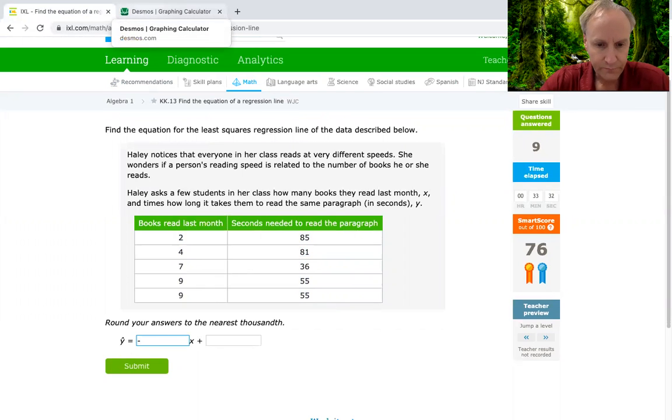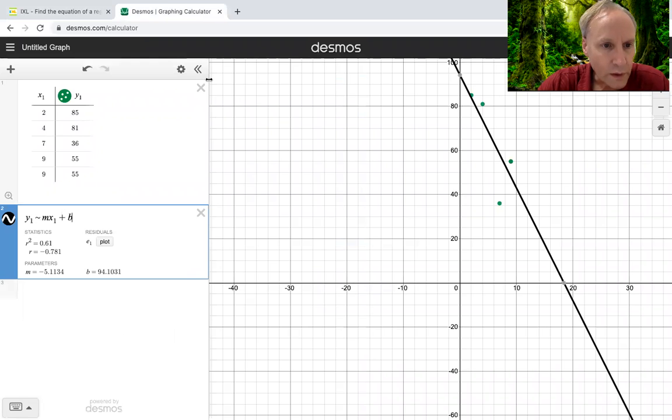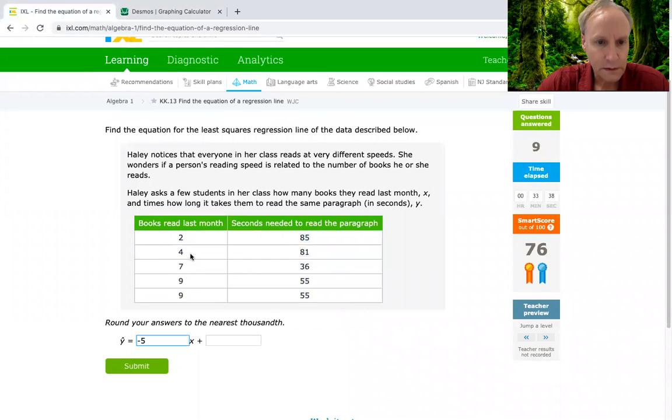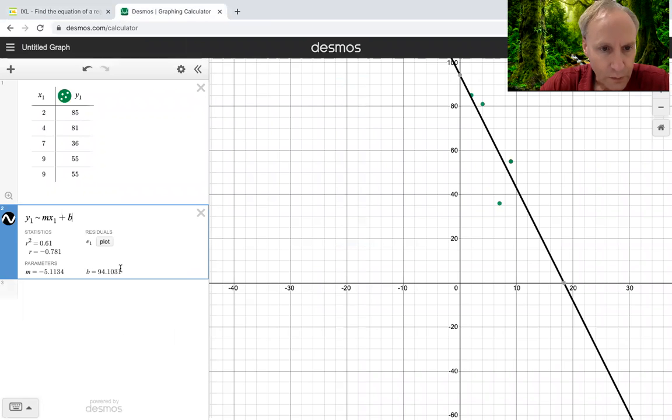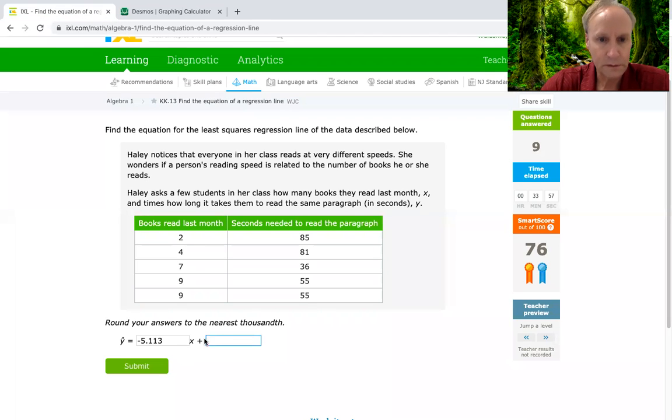Negative 5 point what? 0.113. Negative 5.113. This is the number of seconds we expect, the seconds needed for the paragraph for each book they read. 94.103. There it is.